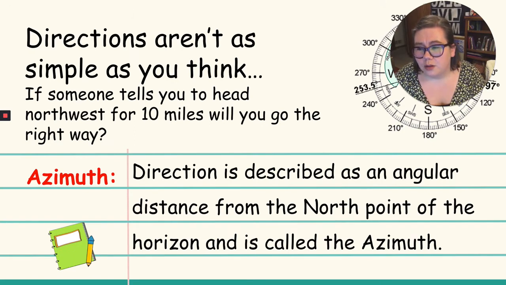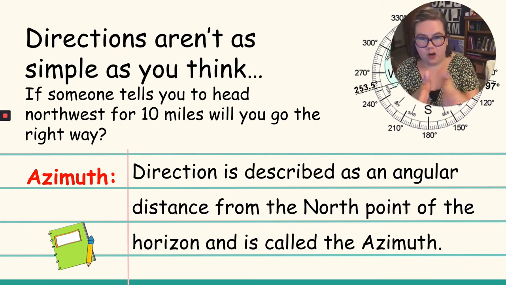So directions aren't as simple as you might think. If someone tells you to head northwest for 10 miles, are you going the right way? Azimuth, another vocab word, so make sure we get that down in our vocabulary section. Direction is described as an angular distance from the north point of the horizon, and it is called the azimuth. Angular distance, so it's measured in angles, and it's off of the north point of the horizon. So you find north, and then you go off of it, right along the horizon. It's kind of sideways from our personal perspective. That's azimuth.